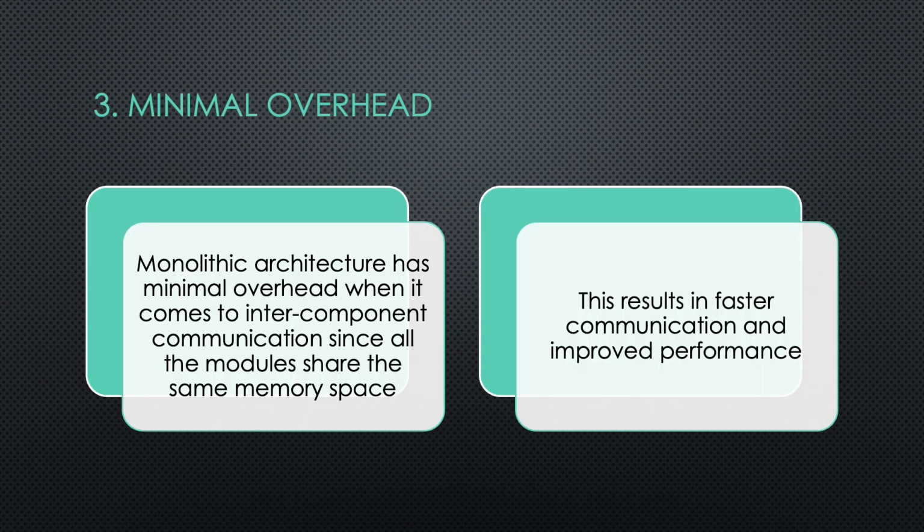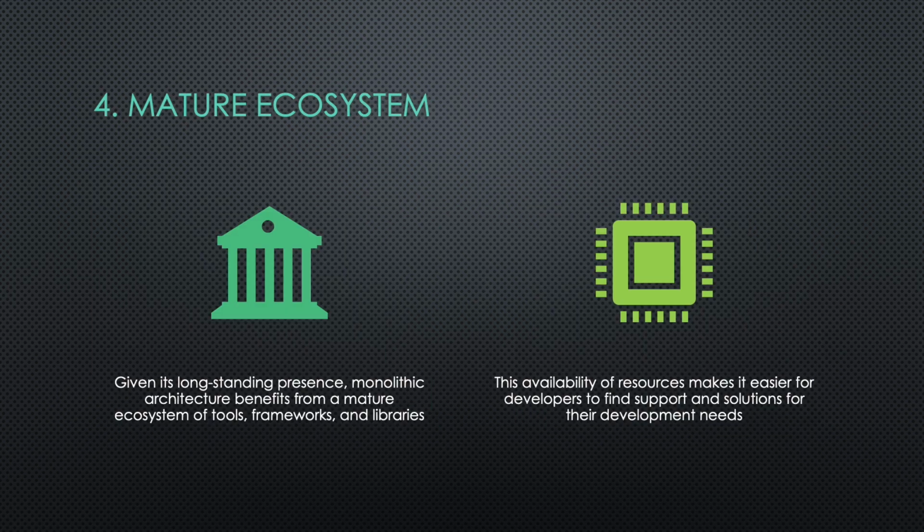3. Minimal overhead. Monolithic architecture has minimal overhead when it comes to intercomponent communication since all the modules share the same memory space. This results in faster communication and improved performance. 4. Mature ecosystem. Given its long-standing presence, monolithic architecture benefits from a mature ecosystem of tools, frameworks, and libraries. This availability of resources makes it easier for developers to find support and solutions for their development needs.